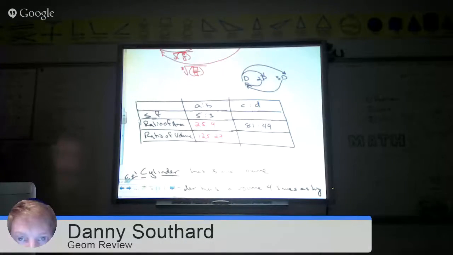What if I told you that two shapes had a ratio of areas 81 to 49? What would be the ratio of volumes? You would square root and then cube. It would be the cube root of 9 and 7. This is what you do: you take the square root of 81 and of 49.